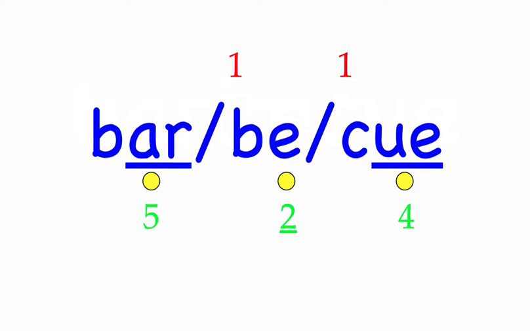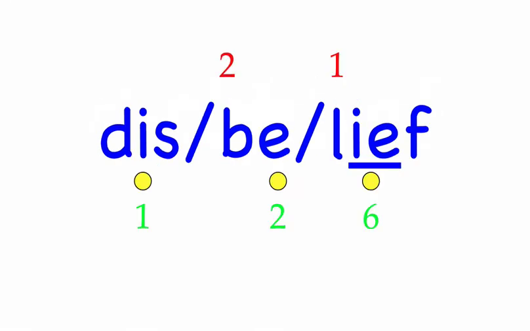Disbelief. He was stopped in his tracks with disbelief. Disbelief, 3 syllables. Dis, 3 sounds: D, I, S. Be, 2 sounds: B, E. Leaf, 3 sounds: L, E, F. Disbelief. Mark the word.